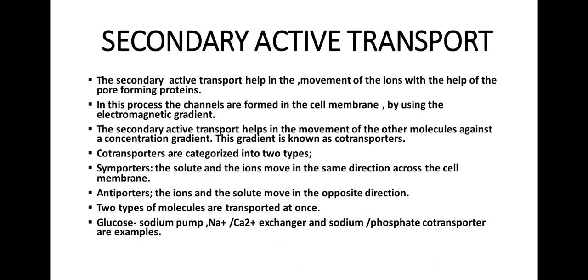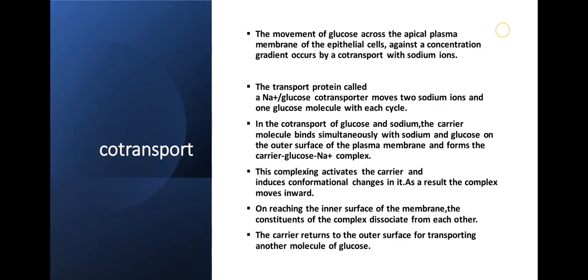The movement of glucose across the apical plasma membrane of epithelial cells against the concentration gradient occurs by co-transport with sodium ions. The transporter protein called the Na+ glucose co-transporter moves two sodium ions and one glucose molecule with each cycle. In the transport of glucose and sodium, the carrier molecule binds simultaneously with sodium and glucose at the outer surface of the plasma membrane and forms the carrier glucose Na+ complex.